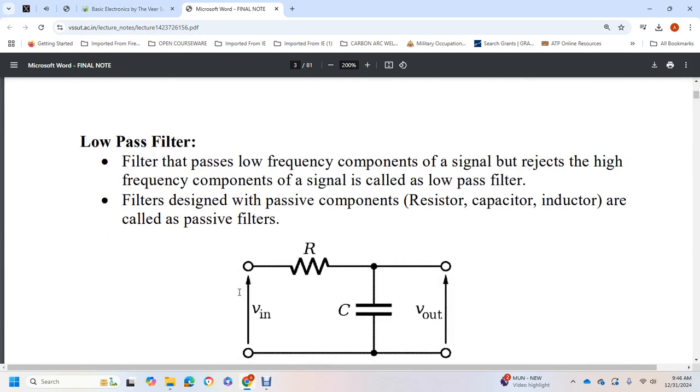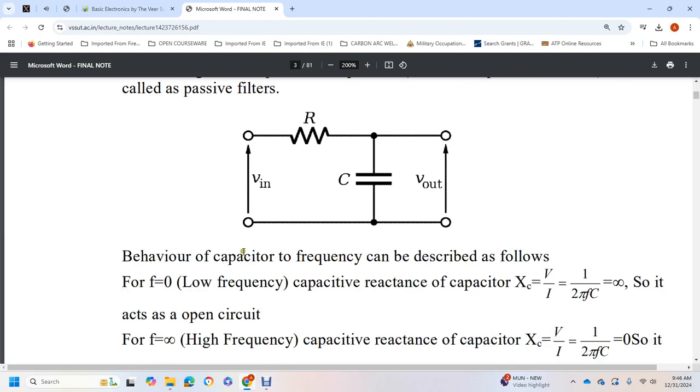Low-pass filters. A filter that passes the low-frequency components of the signal and rejects the high-frequency components of the signal is called a low-pass filter. Filters designed with passive components, resistors, capacitors, and inductors are called passive filters. So resistors, capacitors, and inductors make passive filters.